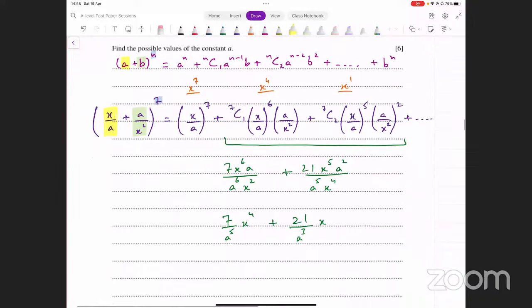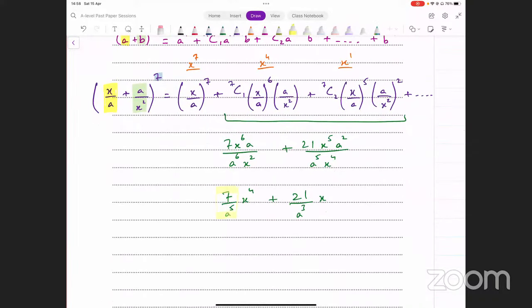Coefficients आपके पास क्या आ गए? x raised to power 4 का coefficient is 7 over a raised to power 5. और जो दूसरी टर्म है आपके पास, एक आपके पास ये कोएफिशिएंट आ गया और x का कोएफिशिएंट आपके पास क्या आ गया, 21 over a cube. This is the coefficient of x. These were the two things that we were looking for.